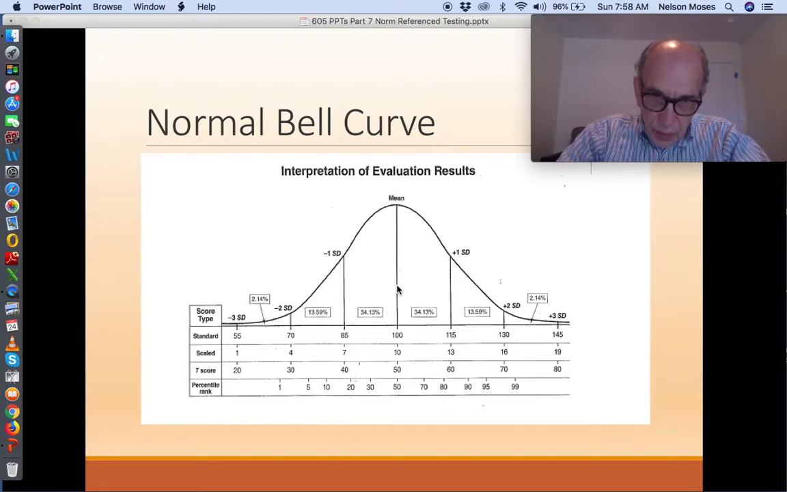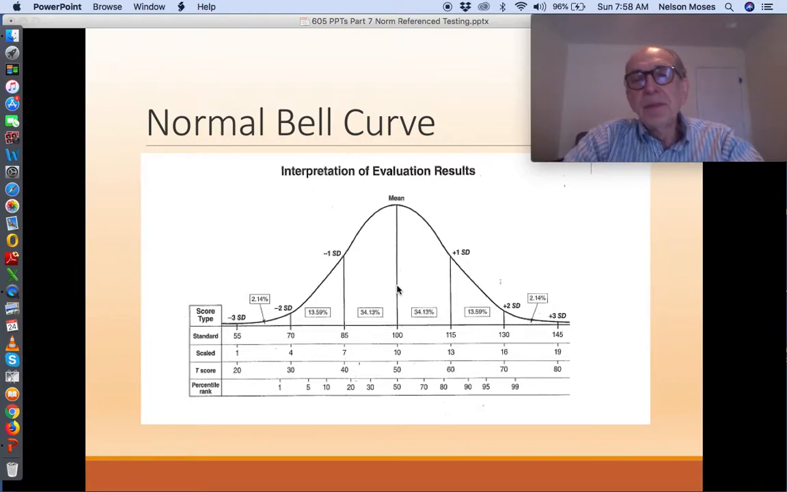Now, how do you get a curve like this? Well, there's an answer and then there's no answer to that particular question.